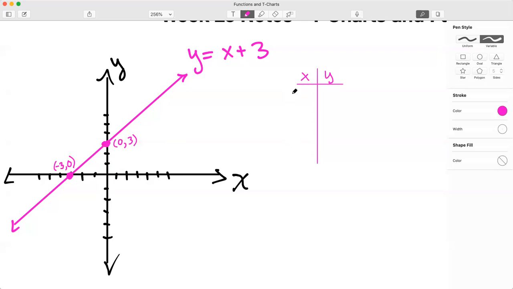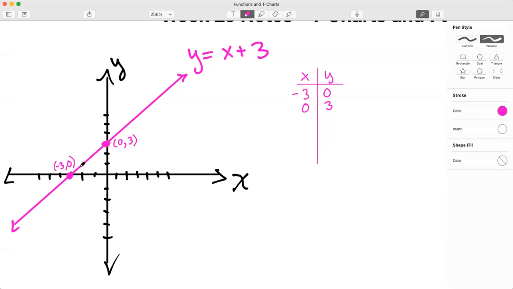Our x-intercept is -3, 0, because that's where it crosses the x-axis. So -3 is our x-coordinate and 0 is our y-coordinate. We know that that's 1. Okay, so how about this one? 0 is our x-coordinate and 3 is our y-coordinate. That is the y-intercept. But as you can see, there are actually an infinite number of points on this line.